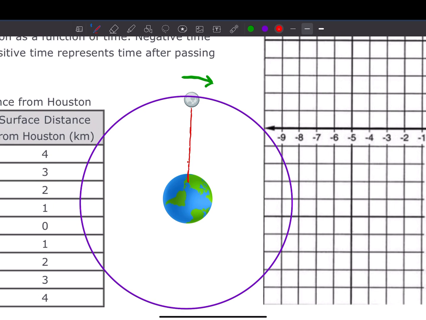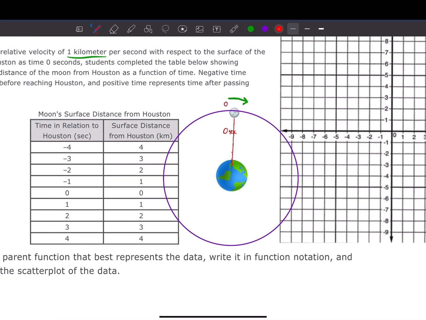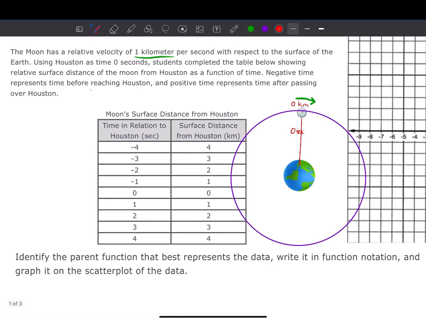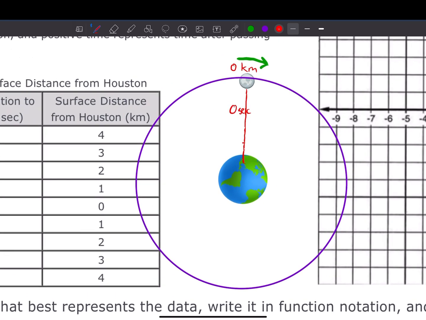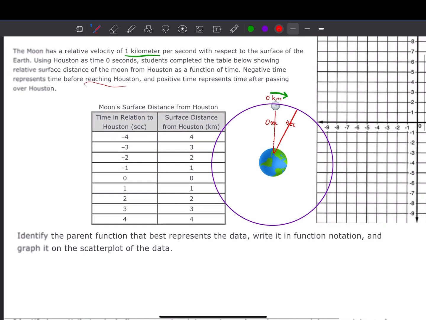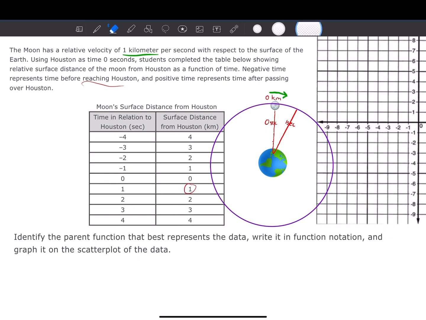So we call this time 0 seconds. At 0 seconds it has a relative distance of 0 kilometers. What does this mean? The negative time passing is before reaching Houston, and the positive is after passing Houston. So 1 second after passing Houston, it tells me that we are 1 kilometer away.